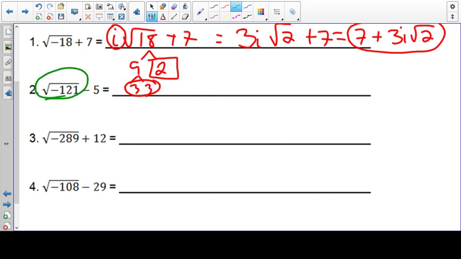This part will give me, well, the square root of 121, if you check your chart, that's 11. So the square root of that negative gives me i. So that minus 5. So let's rewrite it. So I have -5 plus 11i.